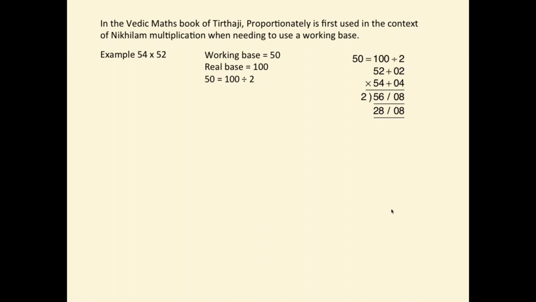And then we apply the proportionately rule and divide. What we do to 100 to get to the working base is divide by 2. So that's what we do to the left-hand side of the answer. 56 divided by 2 is 28. And the right-hand side is left alone. Well, I thought we'd just have a look at how this works, why it works. Why is it that we just divide the left-hand side by 2 and leave the right-hand side alone? So I've done a couple of diagrams to illustrate this.